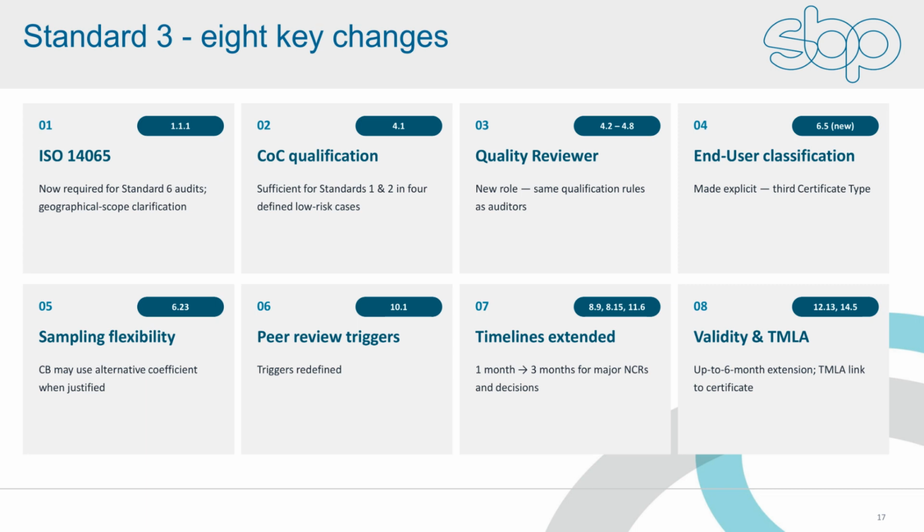6.20 The CB may use an alternative sampling coefficient where justified. 10.1 Peer-review triggers have been redefined. 8.9, 8.15, and 11.6 Timelines for major NCRs and certification decisions extended from 1 month to 3 months. And 12.13 and 14.5 Certificate validity extensions of up to 6 months, plus a new TMLA linked to certificates. Let's walk through these.